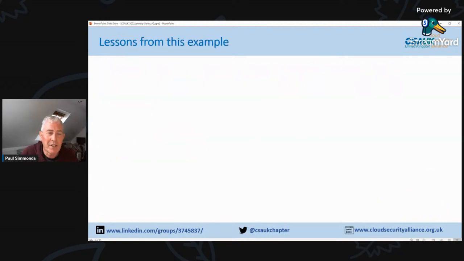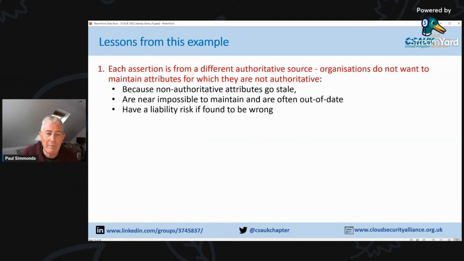So what are the lessons from this example? Each assertion is from a different authoritative source. Why? Because organizations don't want to maintain attributes for which they're not authoritative, because non-authoritative attributes go stale. They're near impossible to maintain. Look at your IT systems, look at your IAM systems inside your organization, and see how many of those attributes are totally out of date, or your HR system.